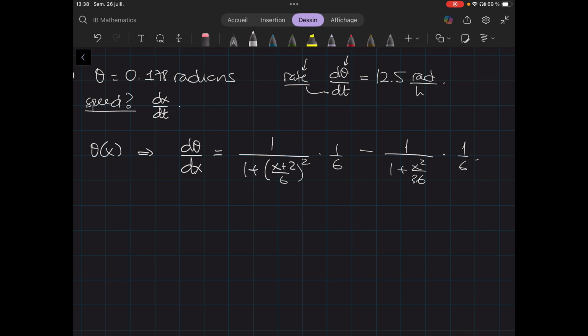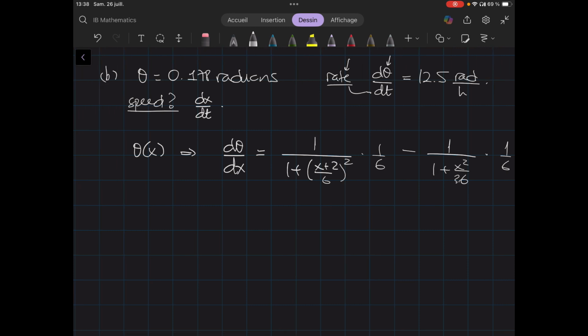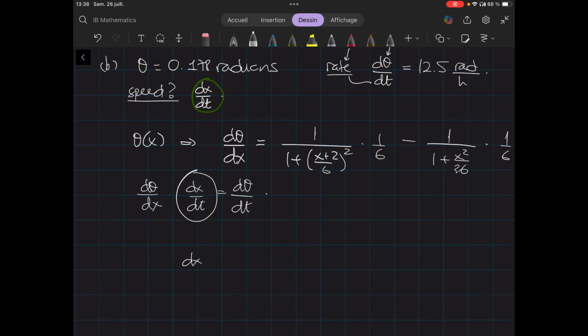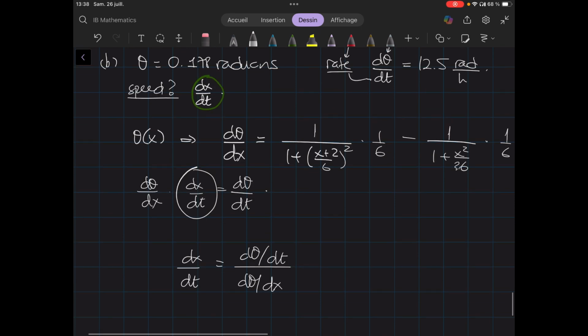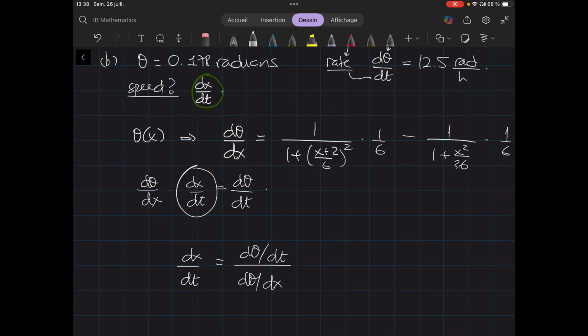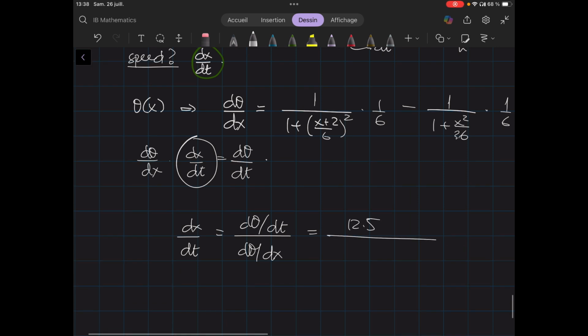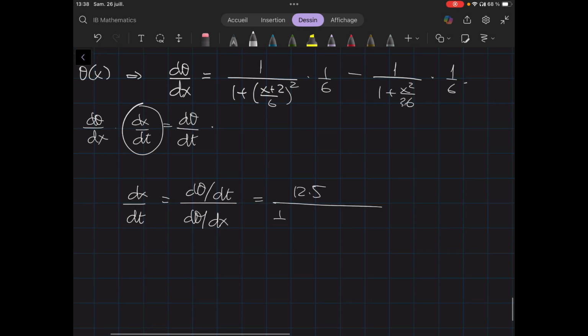What else are we given? Now we need to find a strategy to get this guy. So d theta by dx times dx by dt is equal to d theta by dt. So dx by dt is equal to d theta by dt divided by d theta by dx. D theta by dt, we are already given that. It is 12.5. D theta by dx, then that's going to be this big expression that we have to take care of.